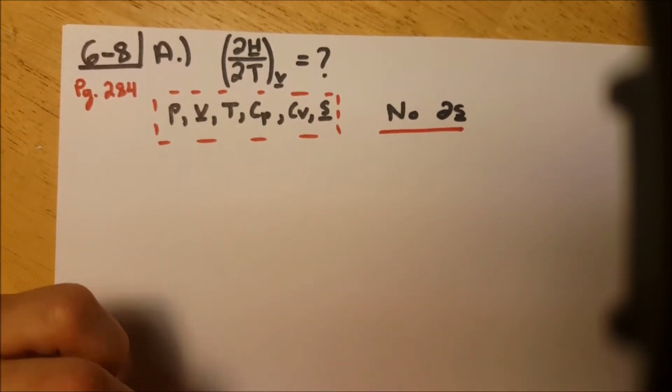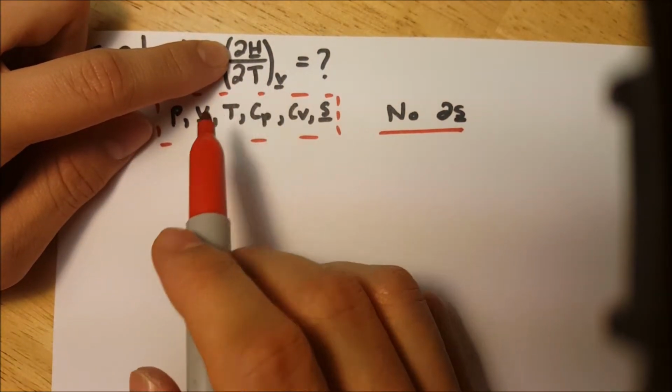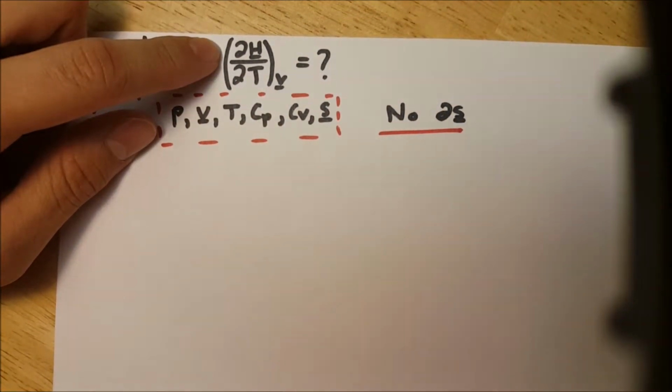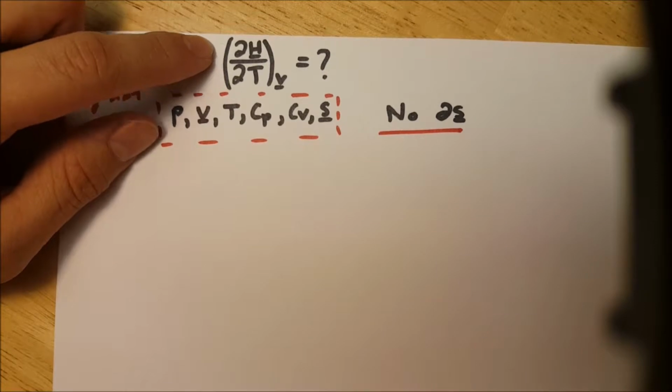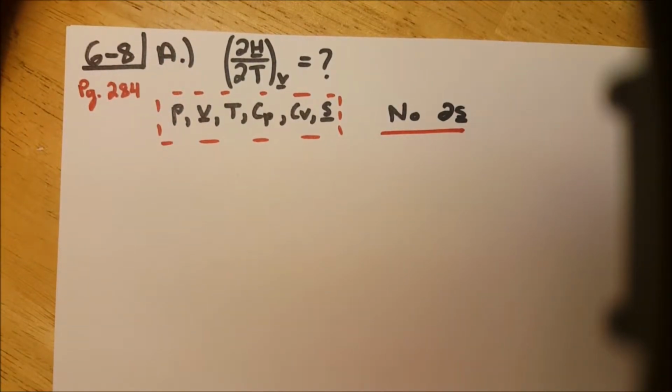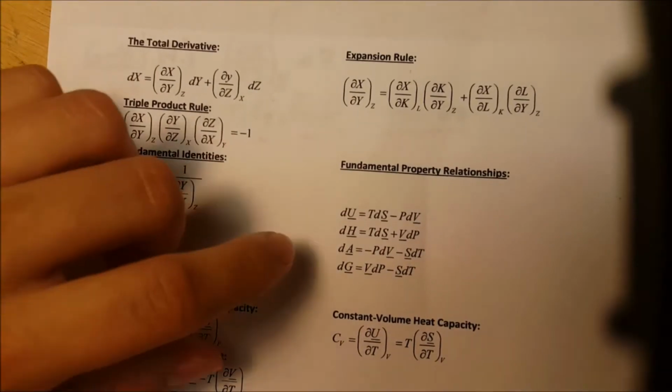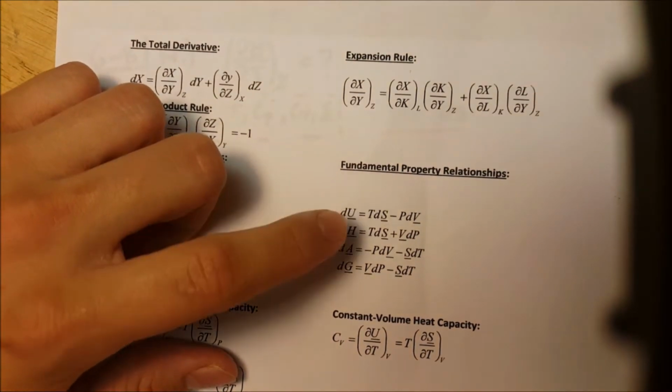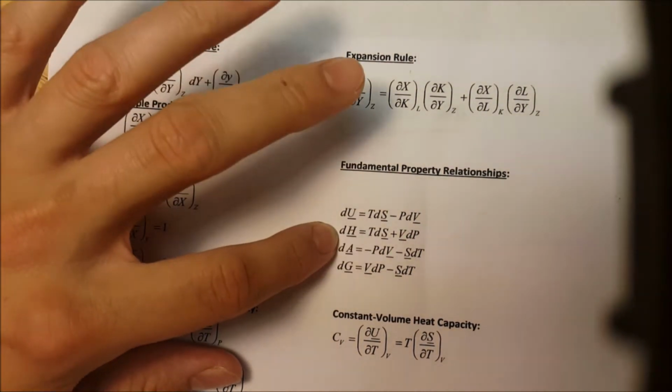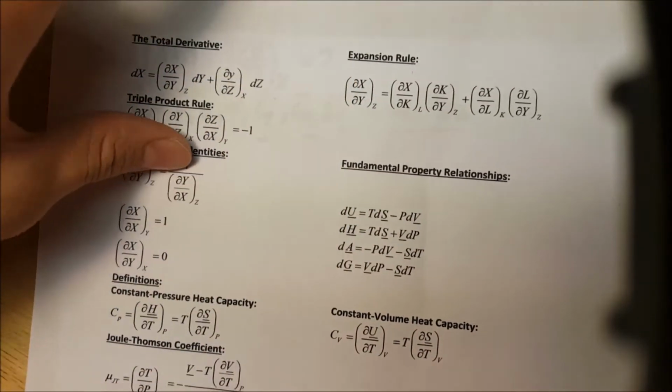So how we start is we look at our main change. What we're looking for is the change in enthalpy. So we're going to look at our fundamental property relationships, and we're going to look for enthalpy. This is the fundamental property, so we're going to start by writing that down.